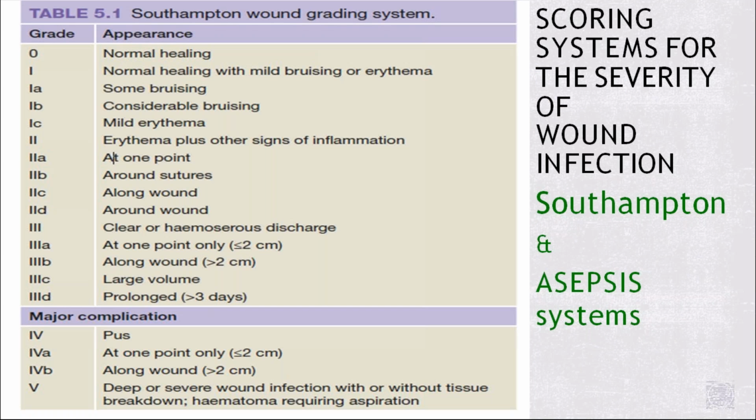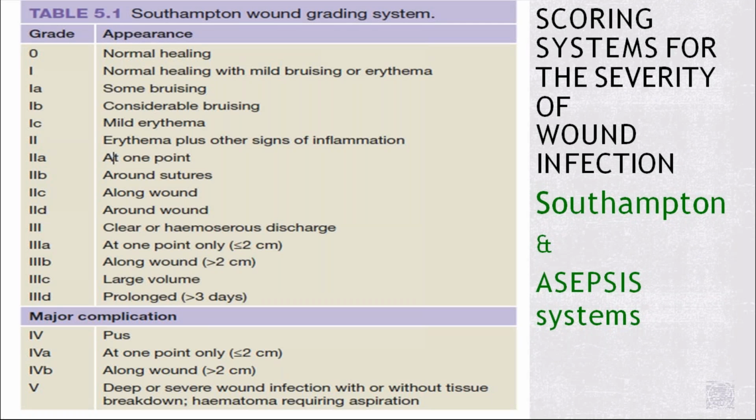So we have two scoring systems for the severity of the wound infection. First one is the Southampton and second one is the asepsis system. So just have a look at what those scoring systems are. So we will give a grade according to the appearance of the surrounding area of the wound.